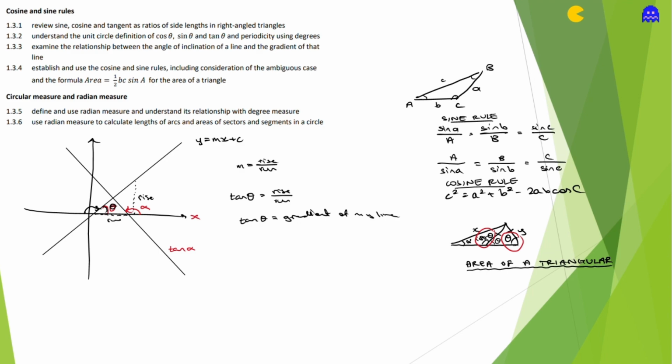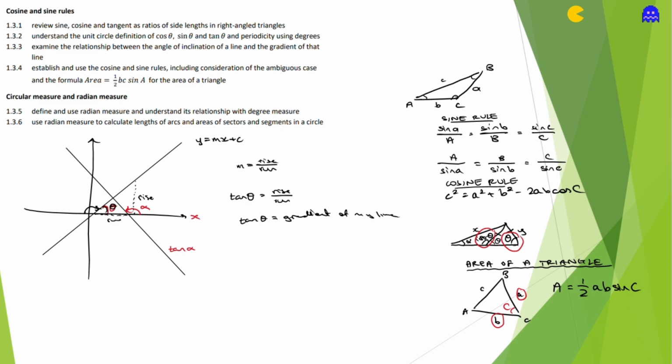In the area of a triangle, we know that it's going to be equal to, if we have a look at another one like this, A, B, C, and we have our a, b, c, then the area of a triangle will be equal to 1/2 ab sine C. So these two sides, sorry, and the angle bounded between them will be equal to the area of the triangle.